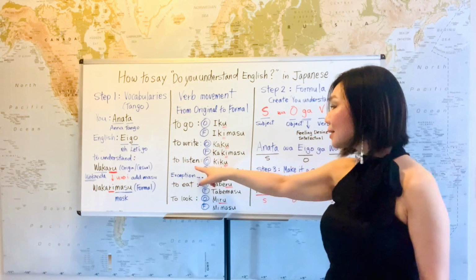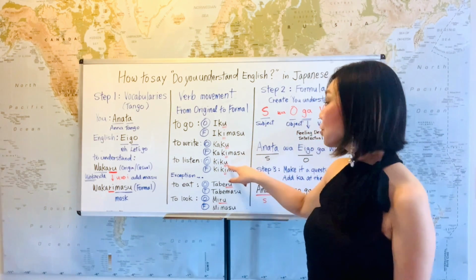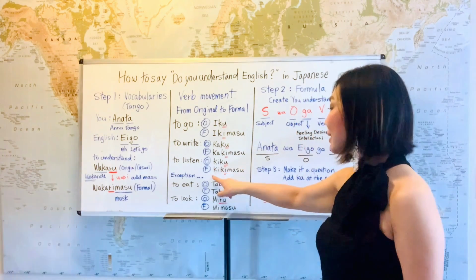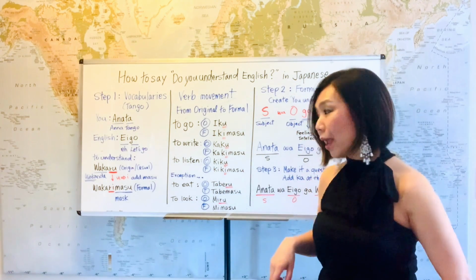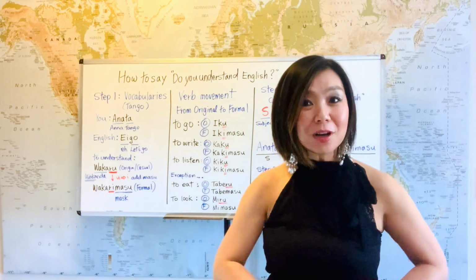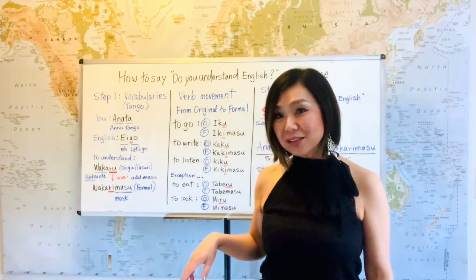Now, to listen, original way is kiku. Last u becomes i and then add mas to make it a formal way. And kikimasu, that's a formal way. So, kiku, kikimasu. Now, let's talk about this 2% exception. So, I give you a couple of examples here.